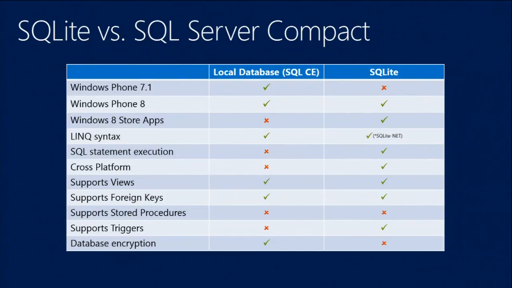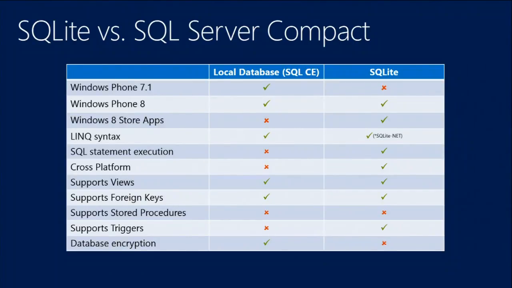SQLite, in its purest form, is only available on Windows Phone 8. There is actually a community C# SQLite, which is a C# implementation of the SQLite database, available for Windows Phone 7.1. But it's not the true native database engine. I'll explain a little bit more about that in a minute. So SQLite is a good choice if you want to start building one code base with a view to sharing it across our platforms.